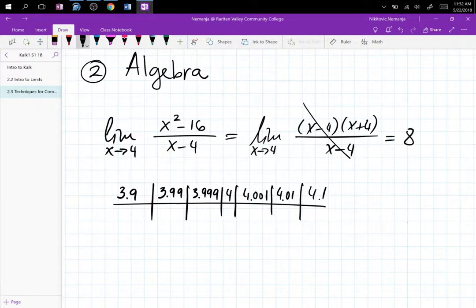Now, you plug these values into your calculator and solve. Oh, my calculator is in the wrong mode. Give me a second. There we go. x squared minus 16 divided by x minus 4. All right, so what are the values? 3.9.